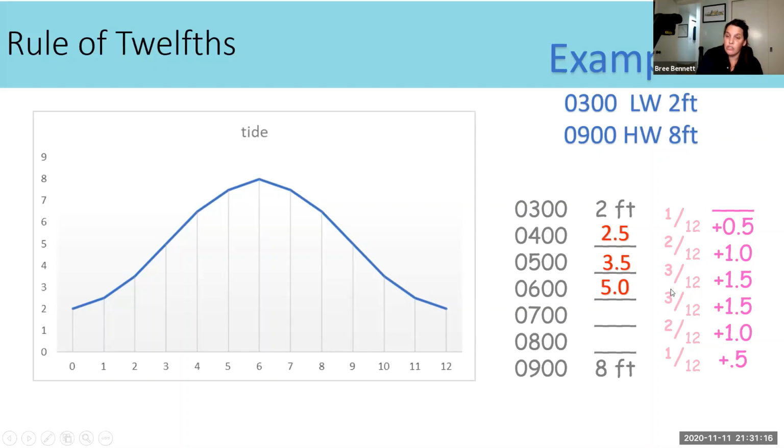The next hour, it's also going to change by 3/12. Add another 1.5. Then I'm going to add my 2/12 for the next hour, so I add my 1. And then the next hour, it's going to change by 1/12, just 0.5. And I get my 8. So that's just a quick way to see what the tide is doing at each hour, if you can quickly in your head divide the range by 12 and then see what it's doing.